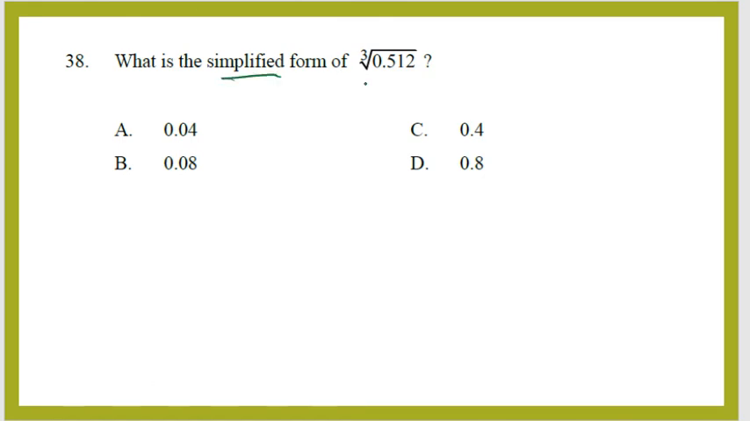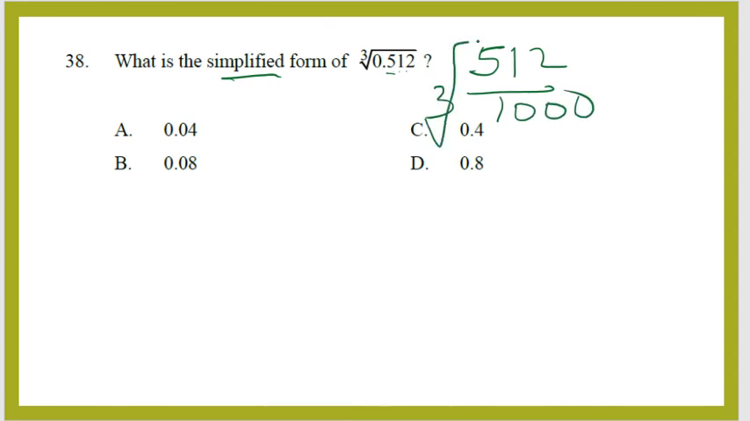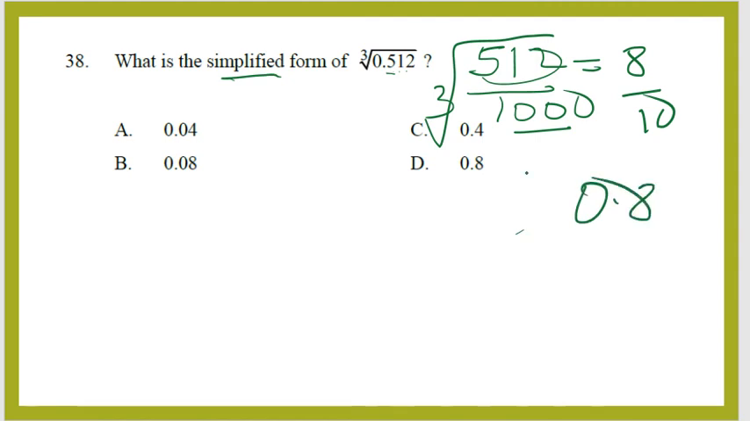what is the simplified form of the cube root of 0.512? This can be written as 512 over 1000 in the cube root. Then separately, 512 is just 8 cubed, so it will be 8 when it comes out, and 1000 will be 10 when it comes out of the cube root. So 8 over 10 means it's 0.8. So the answer will be D.